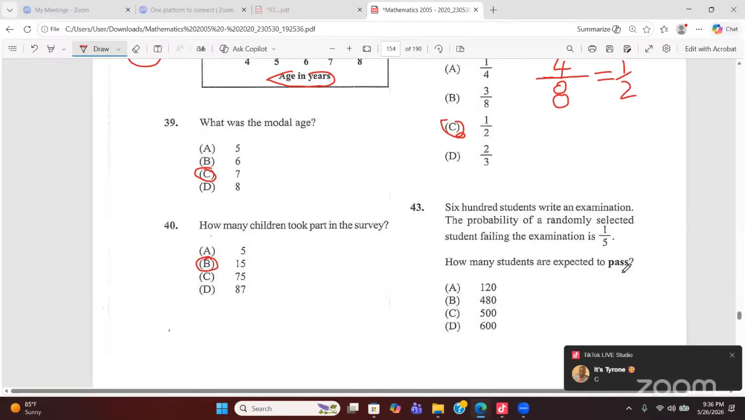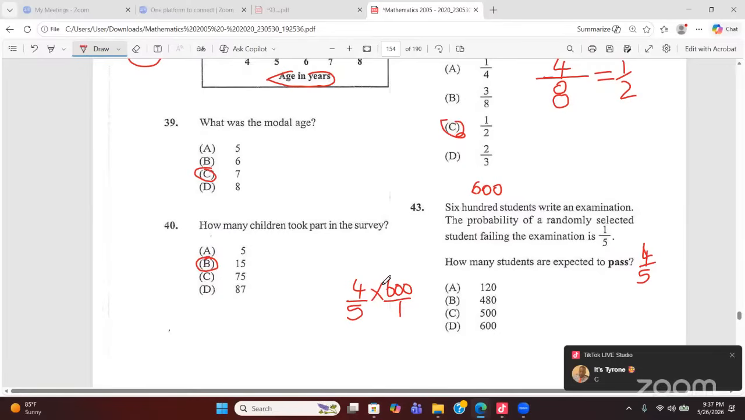Now, it says how many students are expected to pass. Now, think the flip of this. If the probability of failing is 1/5, that means the probability of passing is 4/5. Because those who don't fail pass. So, in context to the question, how many students are expected to pass? I'm just going to do it one way. You can do it more than one way, but I say it's 4/5, which is my pass, times 600. And this will take me straight to the answer.